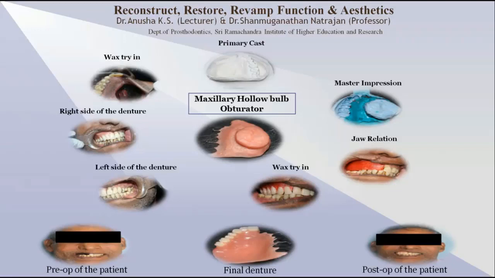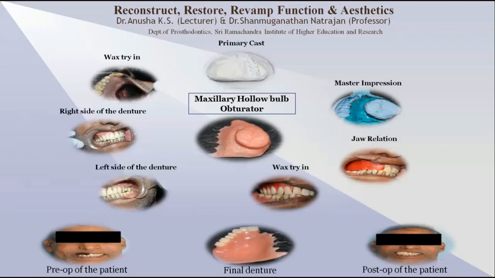The patient's treatment plan was as follows. The primary cast was made for the patient, following which a special tray was fabricated. After that, a master impression was taken, and then the occlusal rim was fabricated. The jaw relation was recorded, following which the cast was articulated and the wax try-in was also done. Then the denture was processed and the patient was called for insertion.